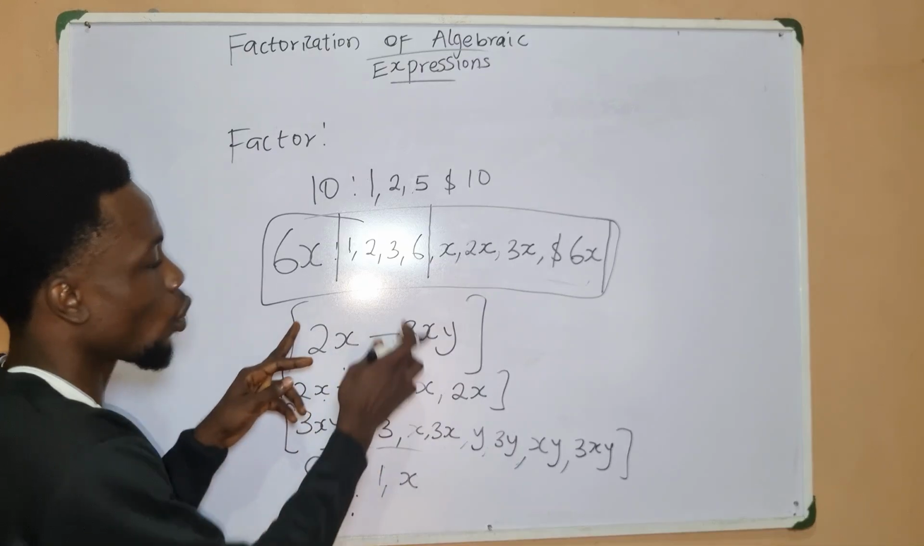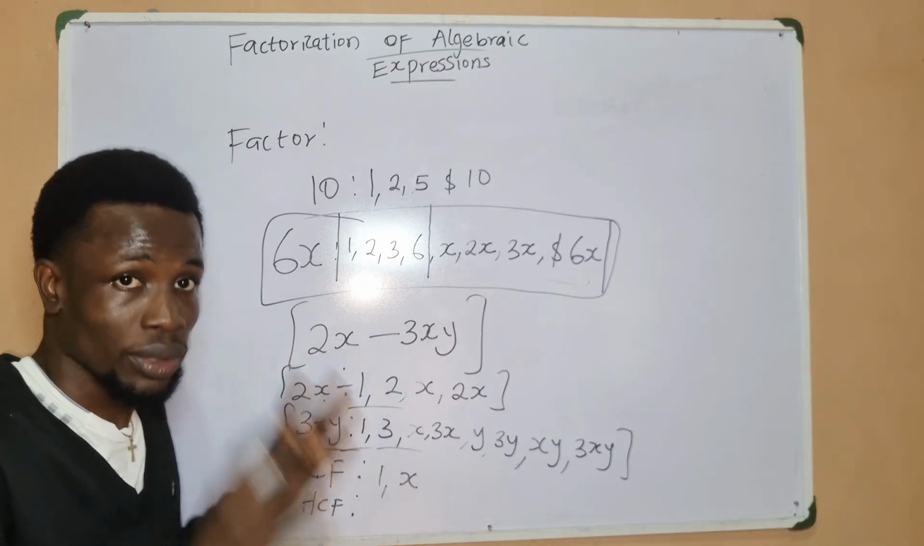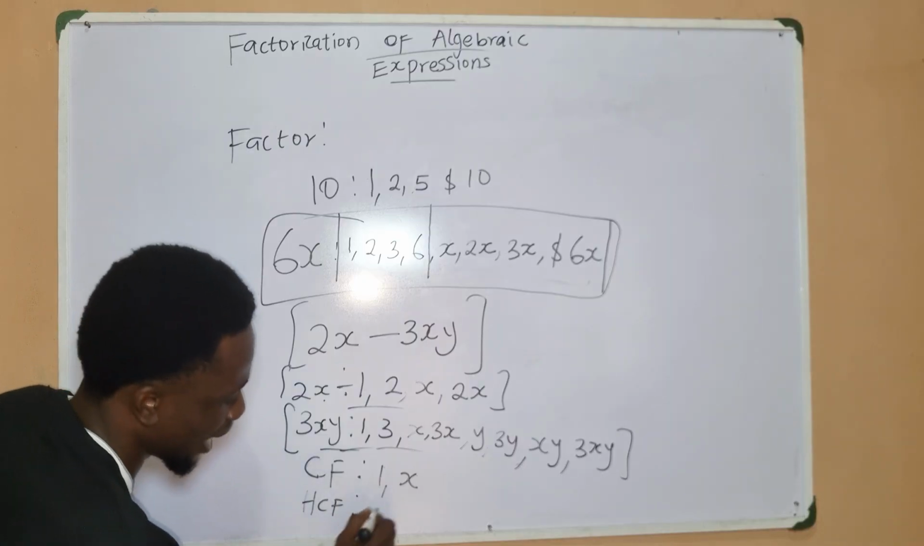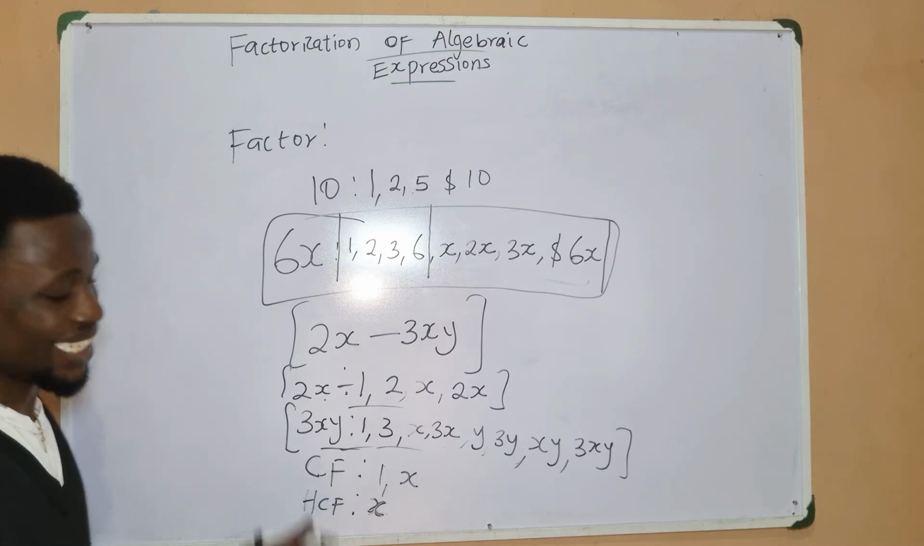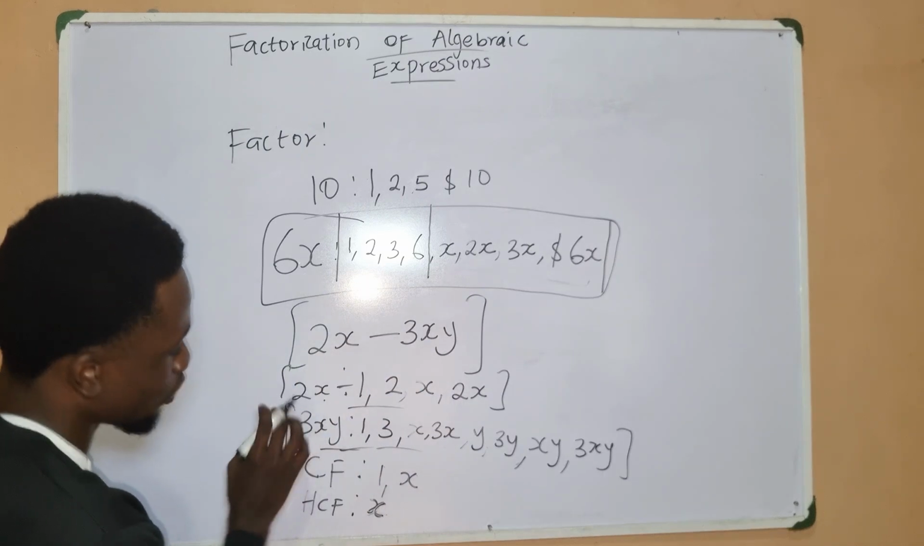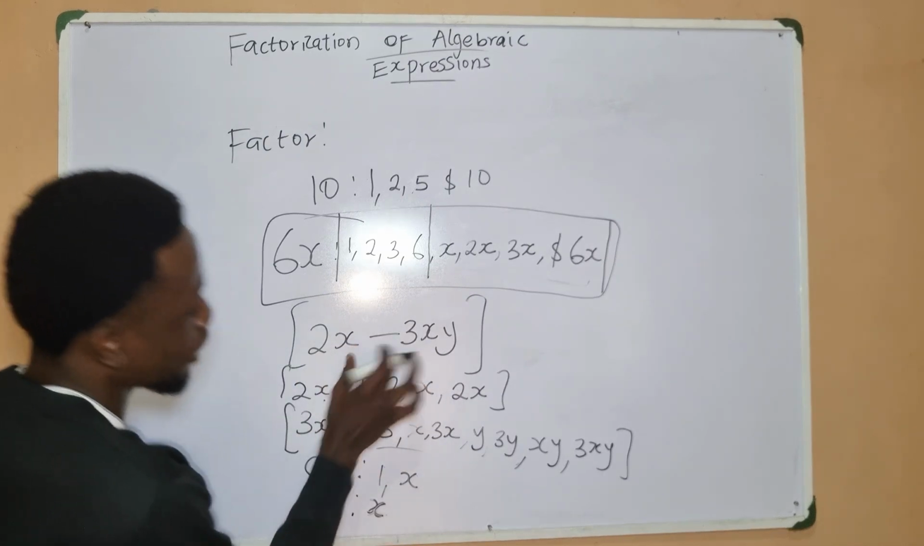Every other thing has 1 as its common what? Common factor. So we're going to have x here. Having x here, the highest common factor that we're using is x. Once we've gotten the highest common factor, we come back to this.